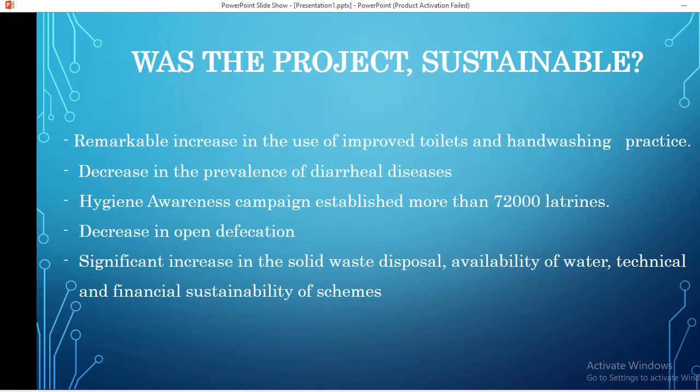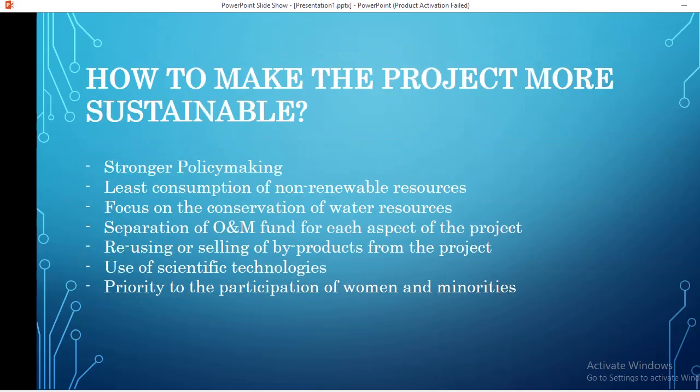Now, was the project a sustainable one? Yes, the project is sustainable in many ways. Some of them are a remarkable increase in the use of improved toilets and hand washing practice, a decrease in the prevalence of diarrheal diseases, and a hygiene awareness campaign that established more than 72,000 latrines, which resulted in a decrease in open defecation. There was a significant increase in solid waste disposal, availability of water, and technical and financial sustainability of the schemes. Though considering many factors, the project is a sustainable one, still it could have been more sustainable.